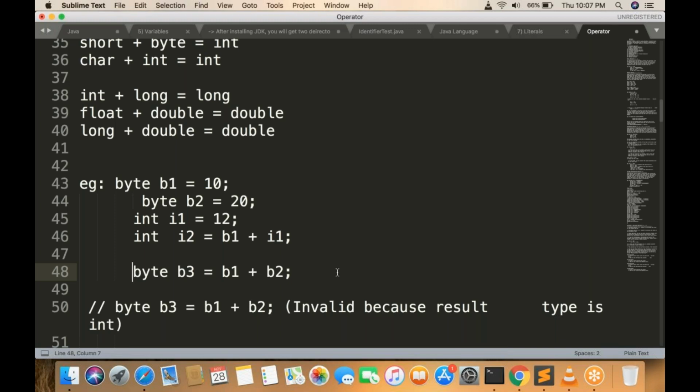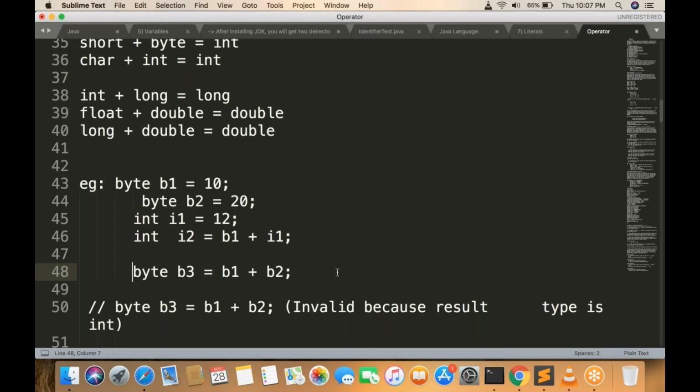Unary arithmetic operator. Which one are we using? Unary or binary? Which operator are we using? Binary operator or unary operator? Okay, B1 plus B2. Tell me the operand name here. Do you know operand? How many operands are we having? B1 plus B2.